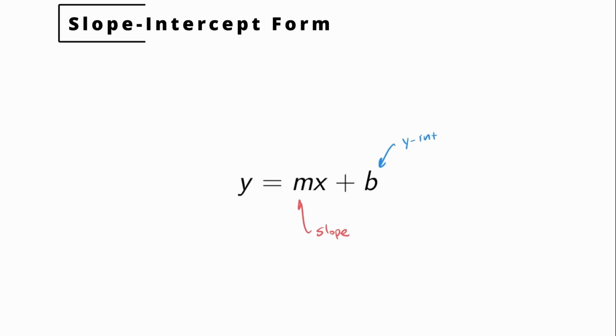This is compared to what's called the standard form of a line, which is when all of the x and y terms are on the same side and the constant terms are on the other side. So this is what's called standard form right here. But with this form, it's more challenging to identify the slope immediately.